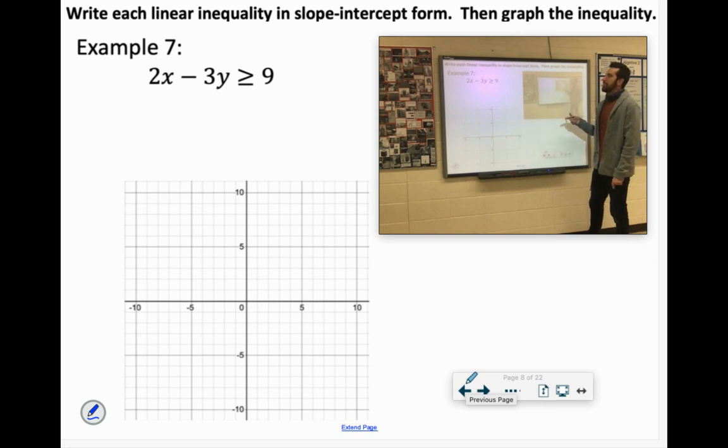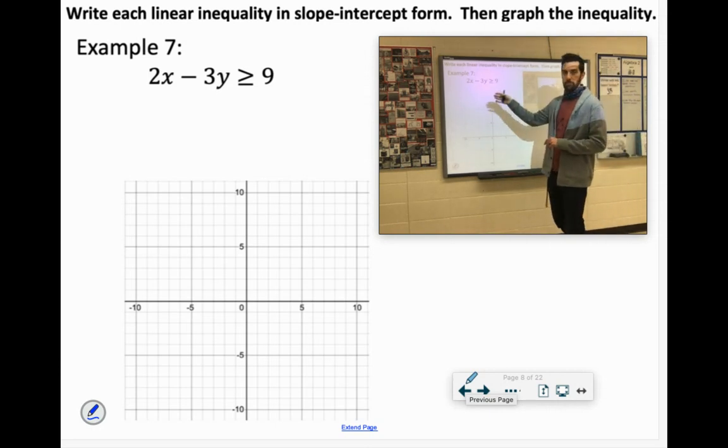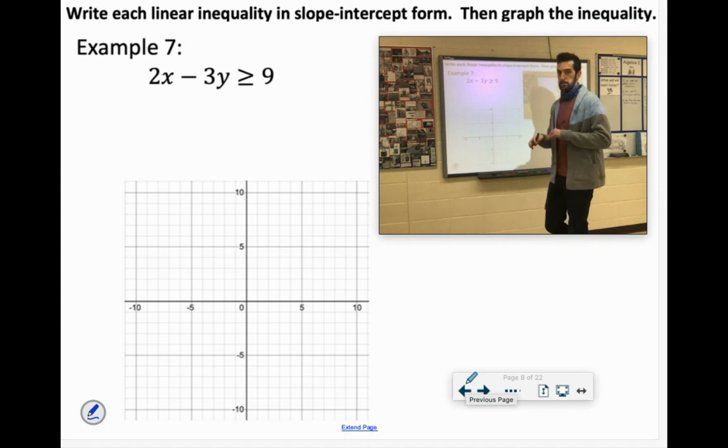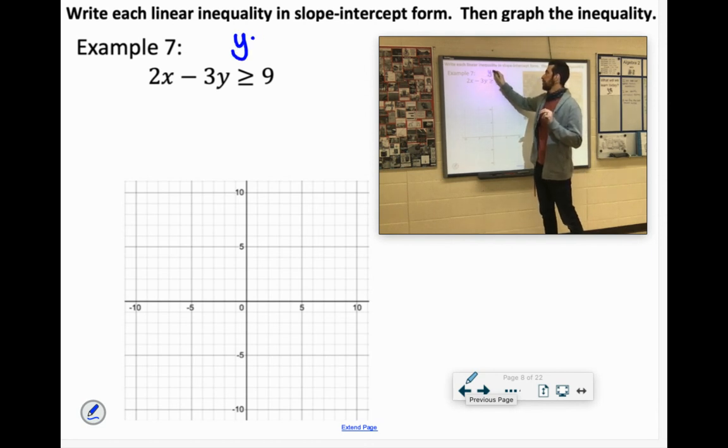Write each linear inequality in slope-intercept form, then graph the inequality. So this can be graphed in the form it's in, standard form, but some of our rules kind of go out the window when we do that. So slope-intercept form, remember, is when you have y all by itself.